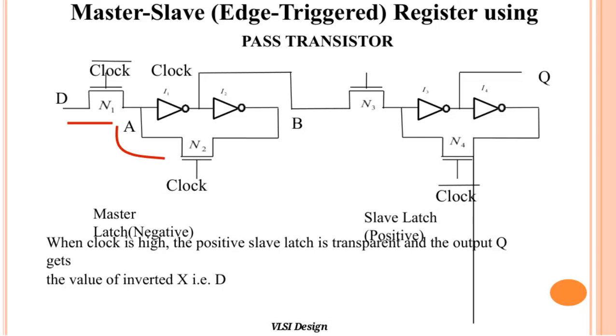Here we have a master-slave edge-triggered register implemented using pass transistors. The key components include the master latch, which operates on the negative level of the clock, and the slave latch, which is positive level triggered. When the clock is high, the slave latch becomes transparent, allowing the output Q to take the value of the inverted signal X, effectively capturing the value of the input D. This master-slave configuration ensures that data is reliably transferred on the clock edge, minimizing timing issues common in sequential circuits. Understanding how the master and slave latches work together is crucial for designing robust VLSI registers.